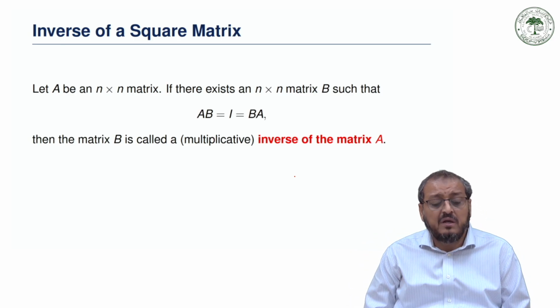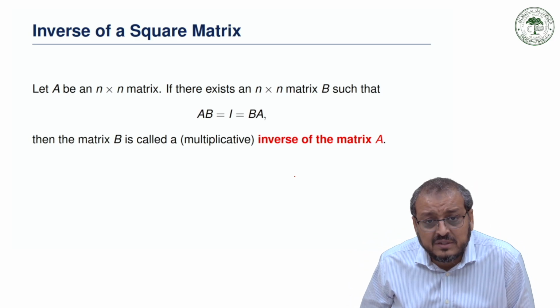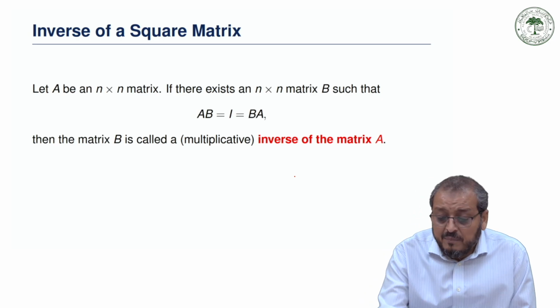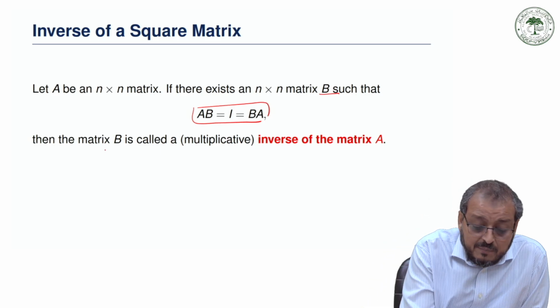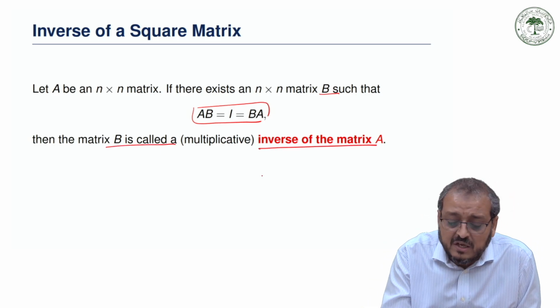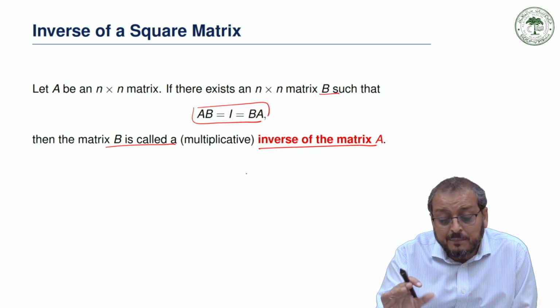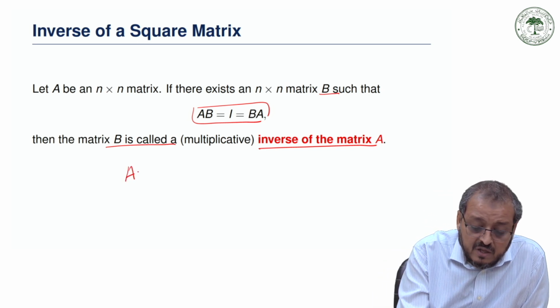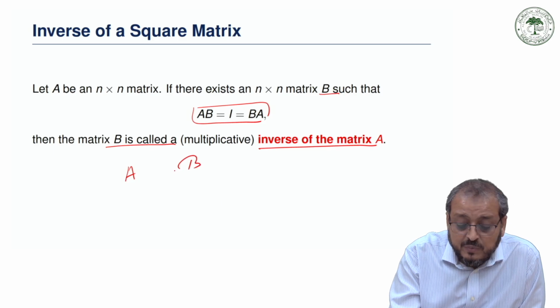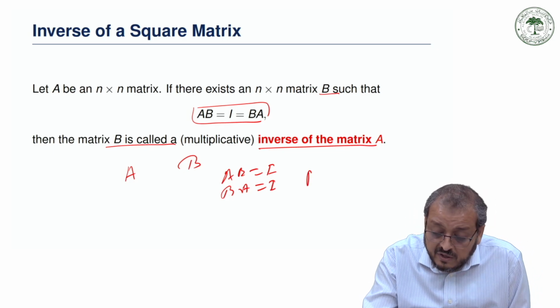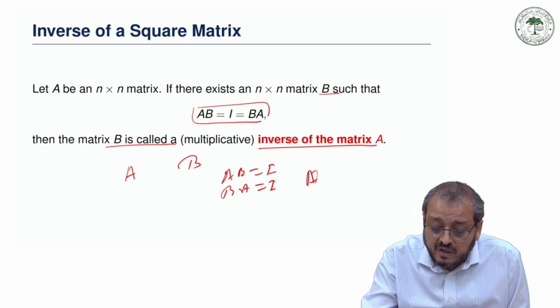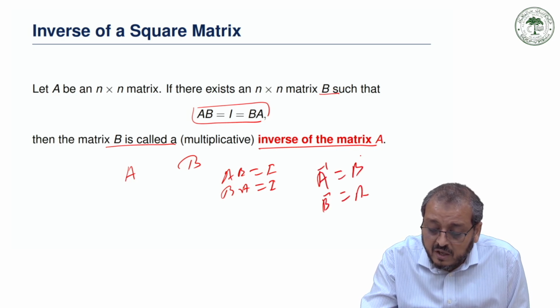Let A be an n by n matrix. If there exists an n by n matrix B such that AB is equal to identity and BA is equal to identity, then the matrix B is called the inverse of the matrix A, a multiplicative inverse of A. Simply, if we have any matrix given, we can find such a matrix B which gives AB equal to identity and also BA equal to identity. Then B is the inverse of A, so A inverse is equal to B, or B inverse is equal to A, vice versa.